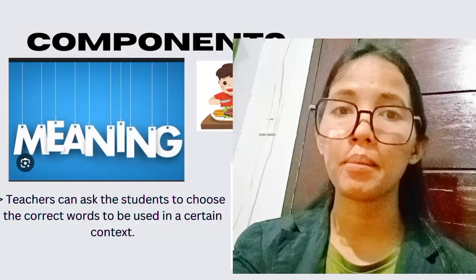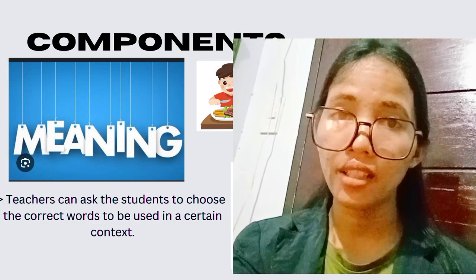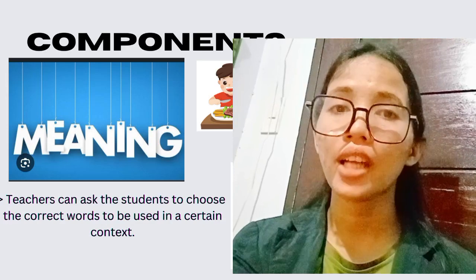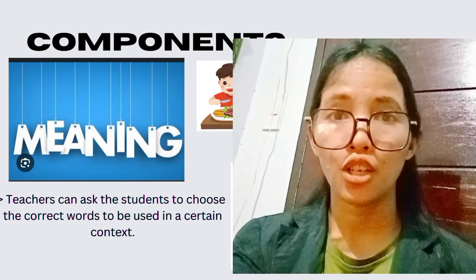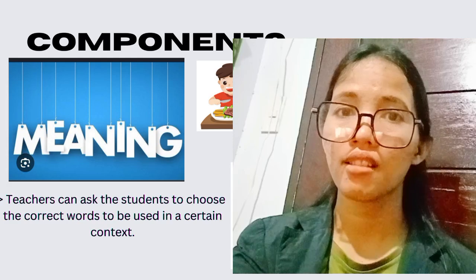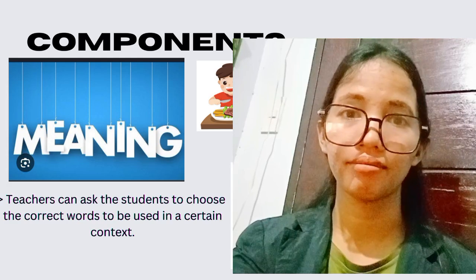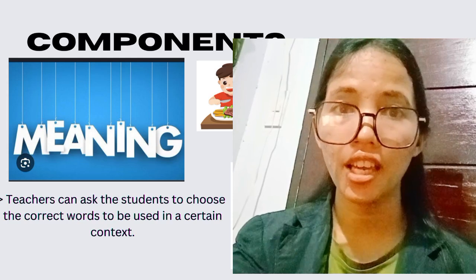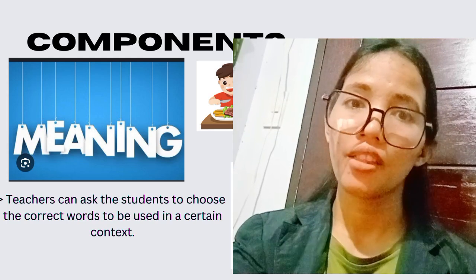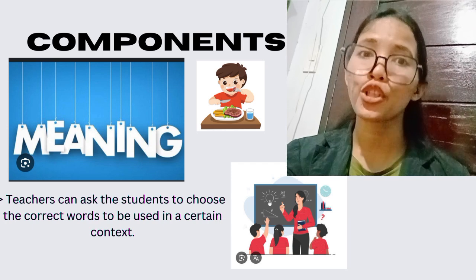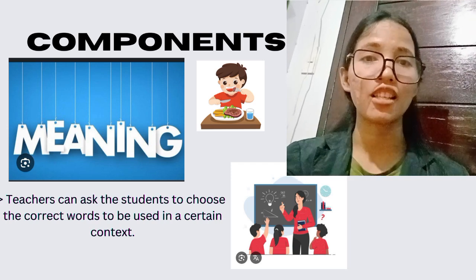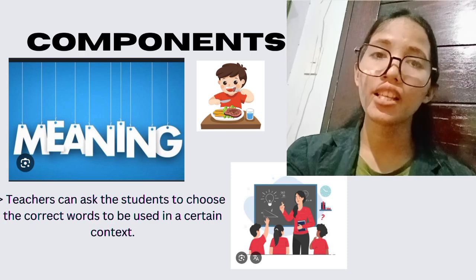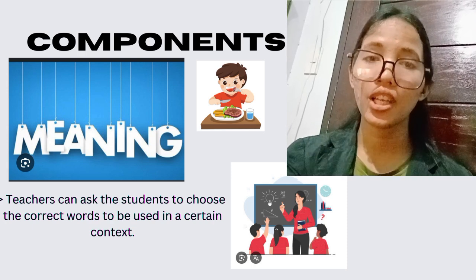The next is the meaning. In meaning, you can ask the students to choose the correct word to be used in a certain context. You can also use picture illustrations or flashcards that will illustrate what is happening in that picture. So it's going to be fun. This picture clearly shows that this child is eating her breakfast or her lunch. So these are the components of teaching vocabulary.